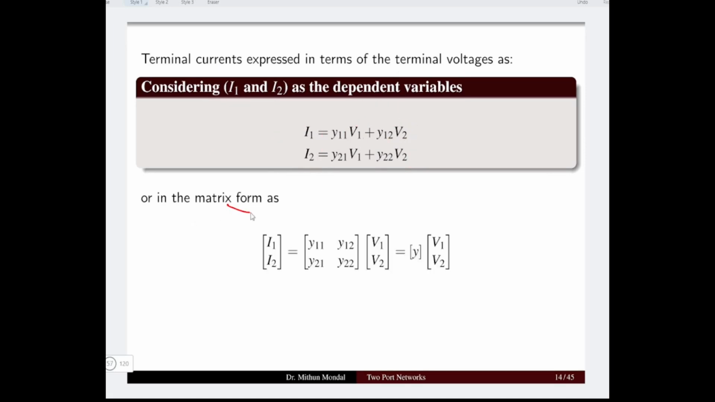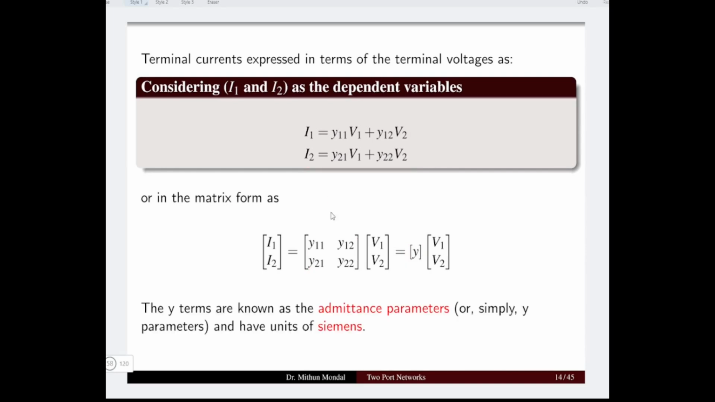In matrix form, these two equations can be represented as the current vector I1 and I2 equal to the admittance matrix multiplied by the voltage vector. So I is equal to Y into V, where the set of parameters Y11, Y12, Y21 and Y22 are known as the admittance parameters. The admittance parameters, or simply Y parameters, have the unit of Siemens because admittance is the reciprocal of the impedance of the network.